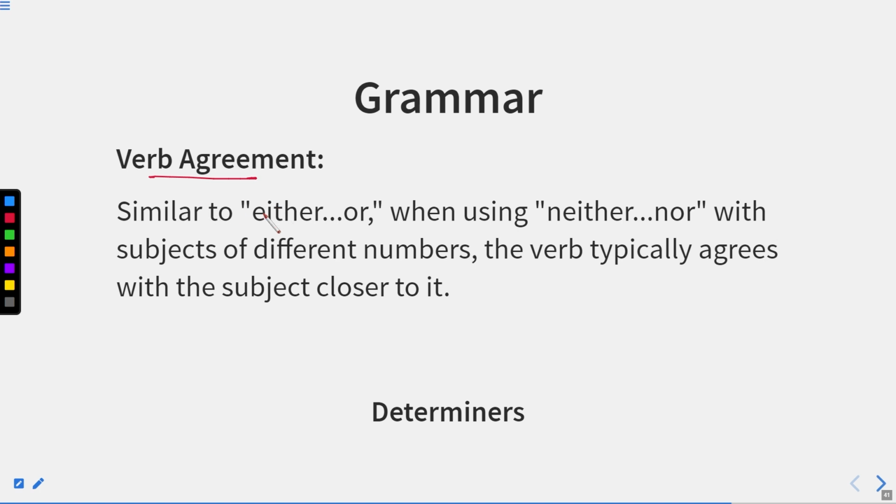Verb agreement. Similar to either or, when using neither nor with subjects of different numbers, the verb typically agrees with the subject closer to it. Again, whatever the subject is there, if the verb is closer to the subject, the verb depends on that only.